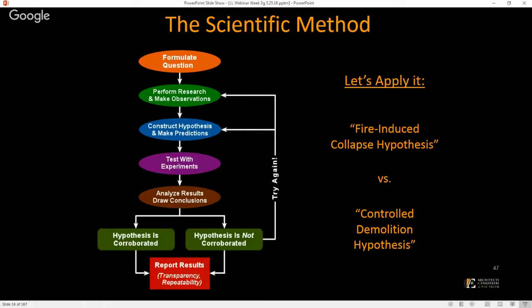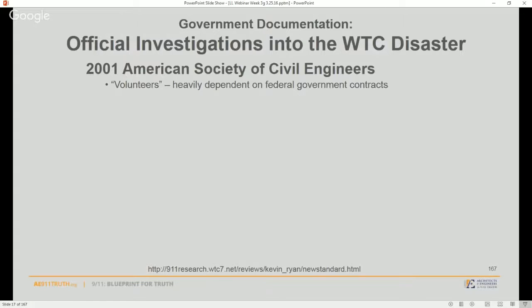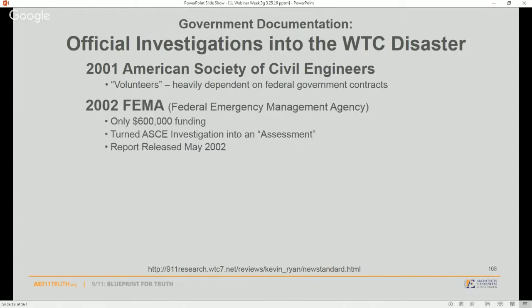With that in mind, let's apply the scientific method and see what's retroactively here. What was done? Well, in 2001, right away, we had volunteers who came together. These are volunteers that have shown up in other disaster response analyses, people and firms who are heavily dependent on federal contracts, which morphed into the FEMA report, from the American Society of Civil Engineers. They now have $600,000 of funding, and we'll look at the reports that were done there.